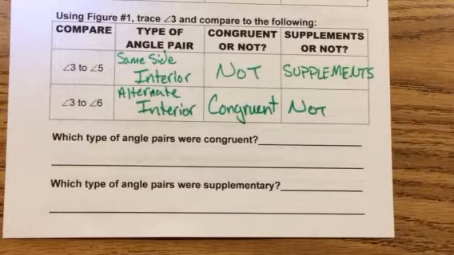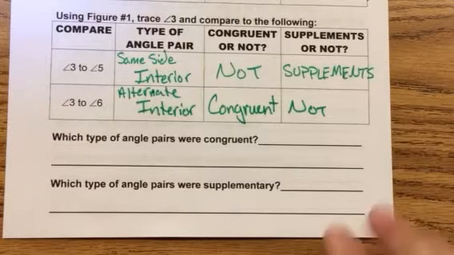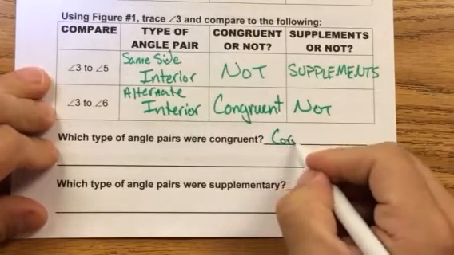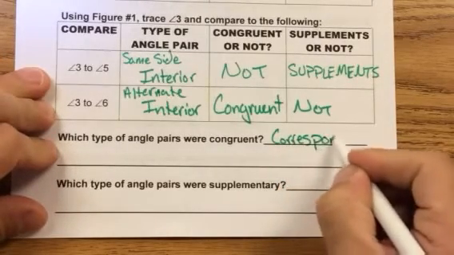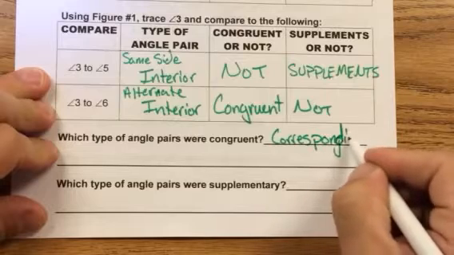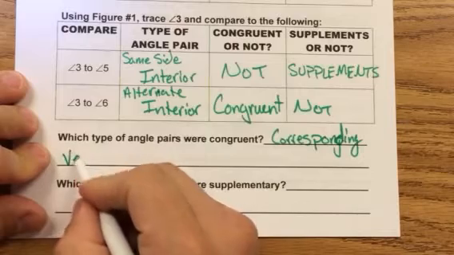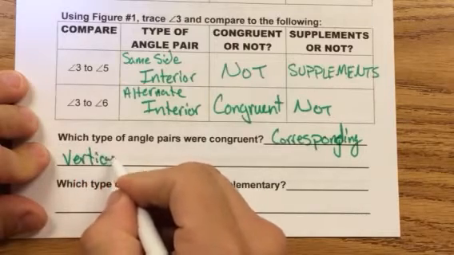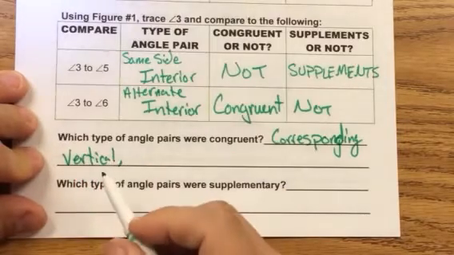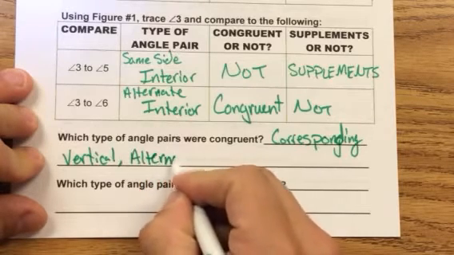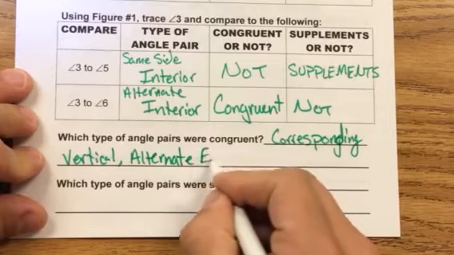Looking down below, it asks which types of angle pairs were congruent. Go back up above and look at it. We can say that corresponding angles are congruent. We can say that vertical angles are congruent. We can say that alternate exterior angles are congruent.